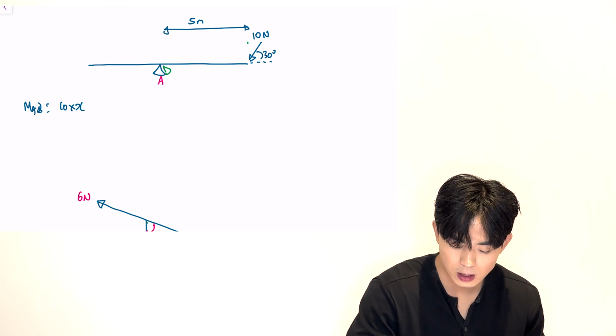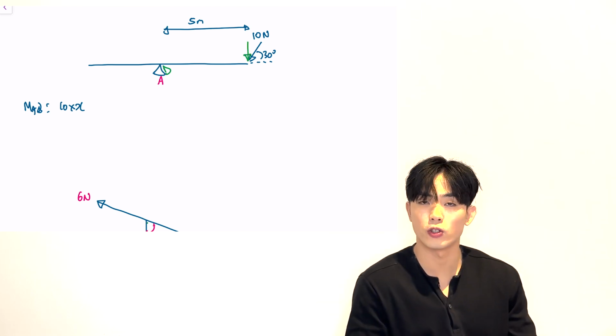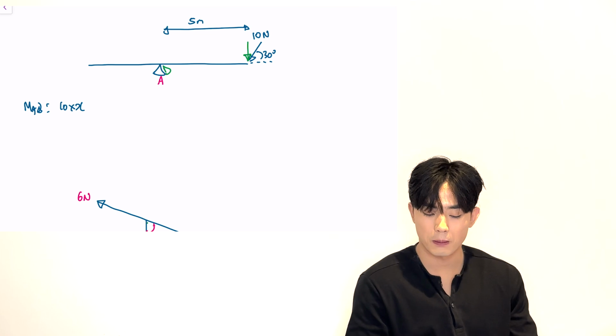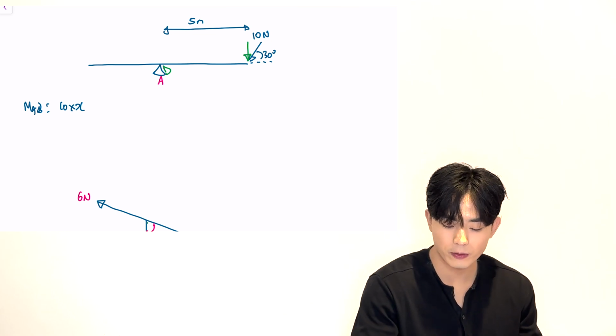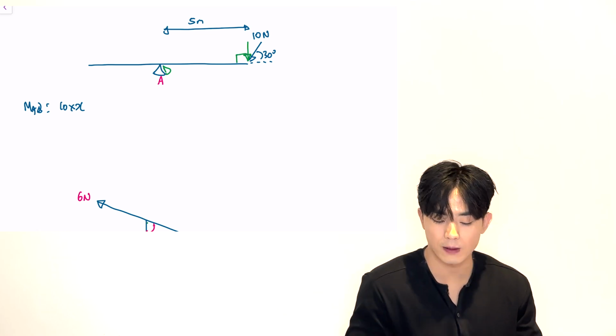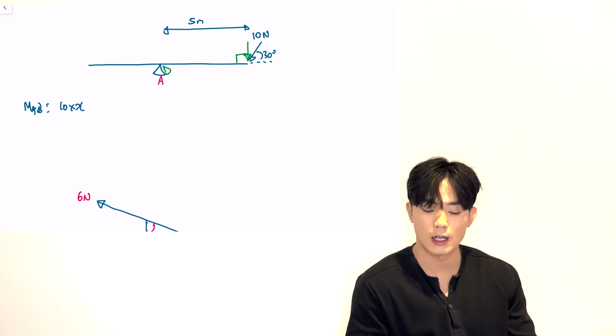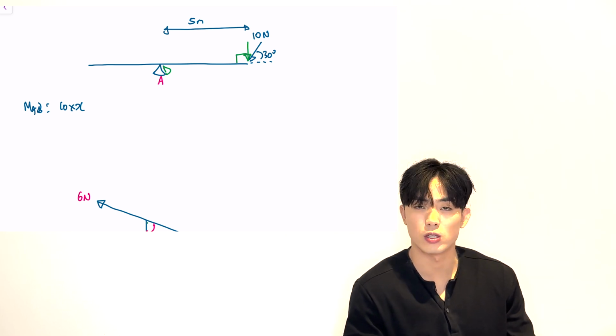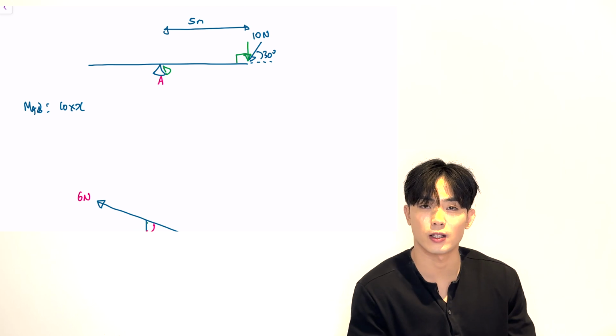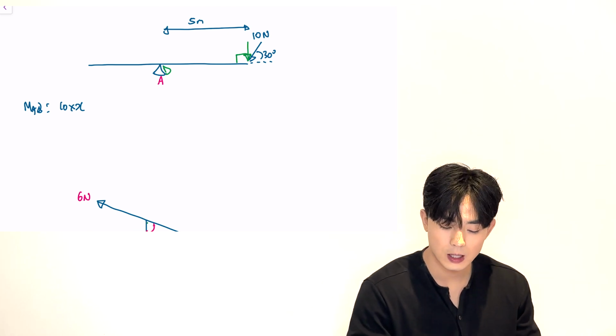So what I can do now is just find this particular component of that 10 newtons force. Because you can see here, if I was to find the green force, then now the distance and the force would be perpendicular to each other. And finding the perpendicular component of this force is much easier than finding the perpendicular distance of the distance. So how do I do that?